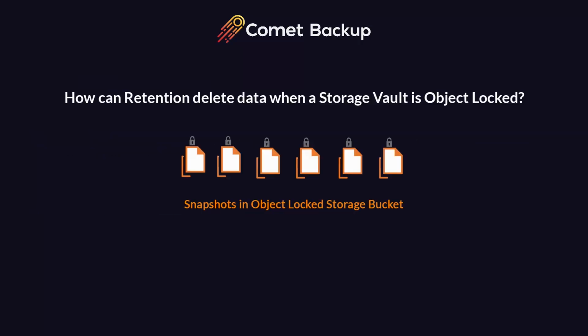Let us say Comet has done a retention pass, and based on the retention policy you have set, some chunks are up for deletion. With object locking, Comet cannot immediately delete these chunks. Instead, Comet will mark these with a tombstone or a delete marker. When the object lock period for these chunks lapse, Comet can then remove the unused chunks which have been marked for deletion based on your retention policy. All other chunks which are not marked for deletion will have its object lock period extended.